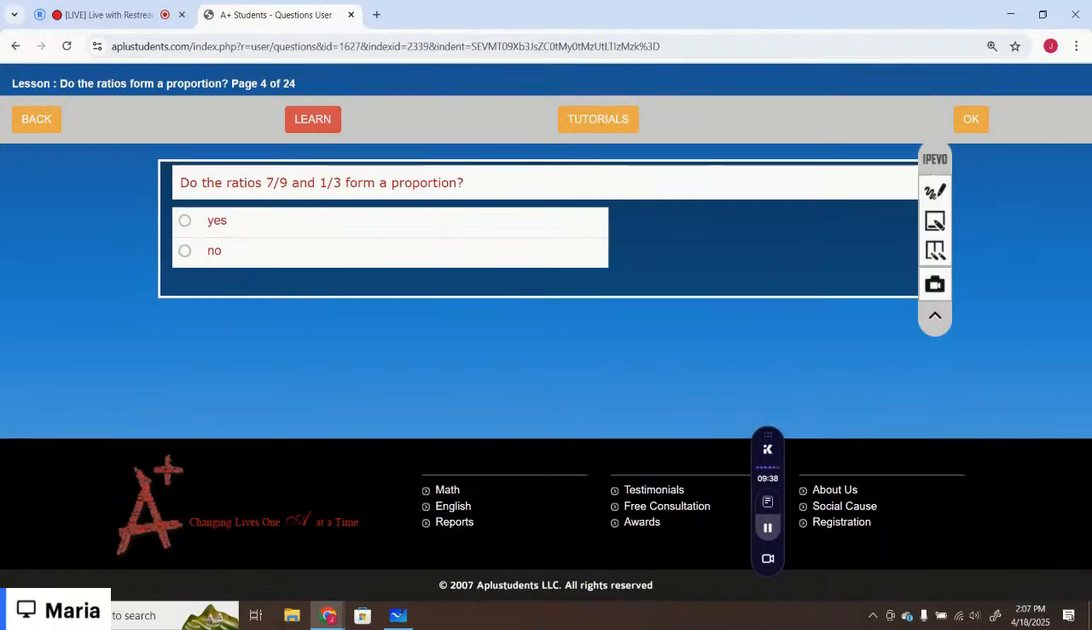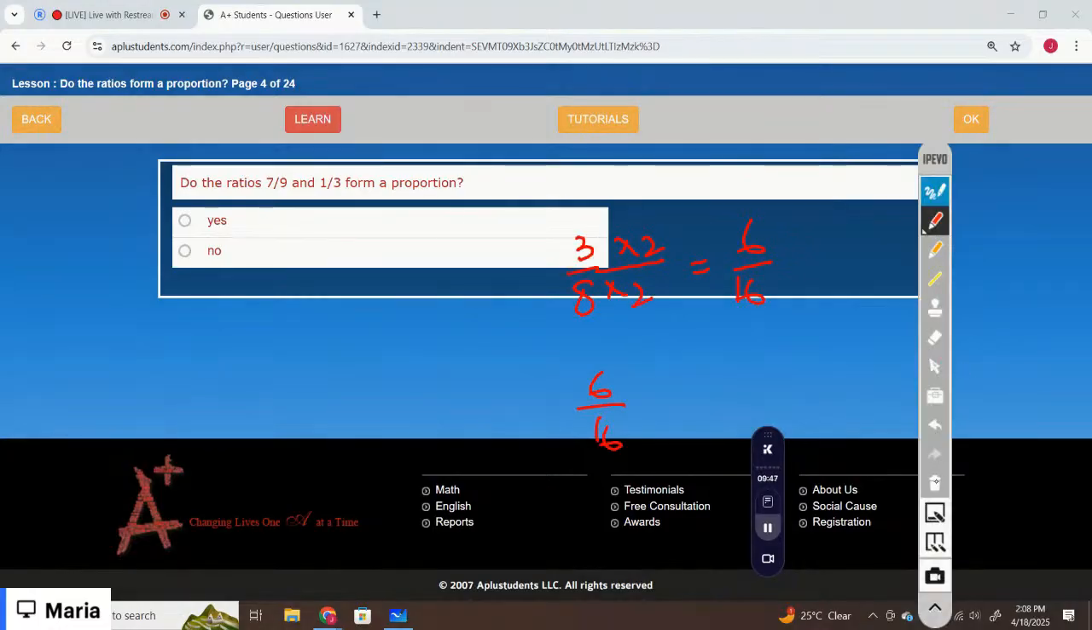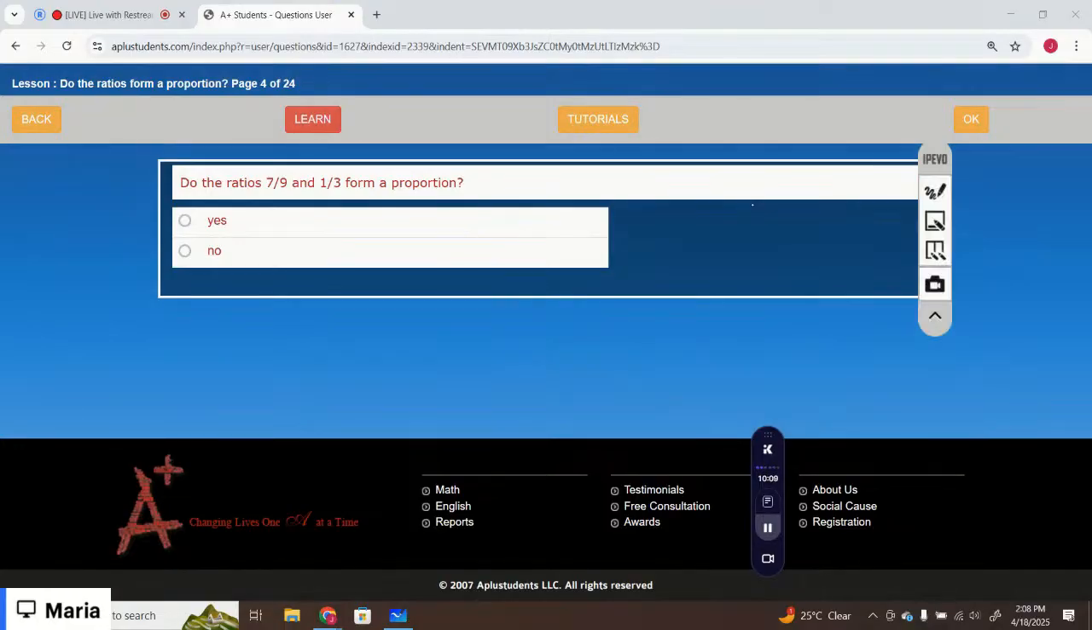Do the ratios 7 by 9 and 1 by 3 form a proportion? 7 by 9 and 1 by 3. Let's make the denominators the same, multiply by 3. 3 times 1 is 3 and 3 times 3 is 9. They do not form a proportion. The correct option is no.